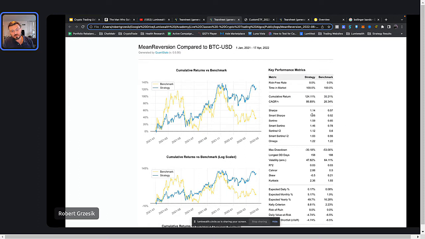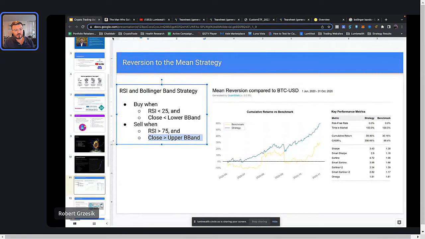Again, the same thing over this time period. Max drawdown was 30% versus 53. Taking on less risk, right? Less volatility, less max drawdown, and quadruple the returns. Pretty damn nice if you ask me. So that's our other strategy. That's our mean reversion strategy I want to show you today.